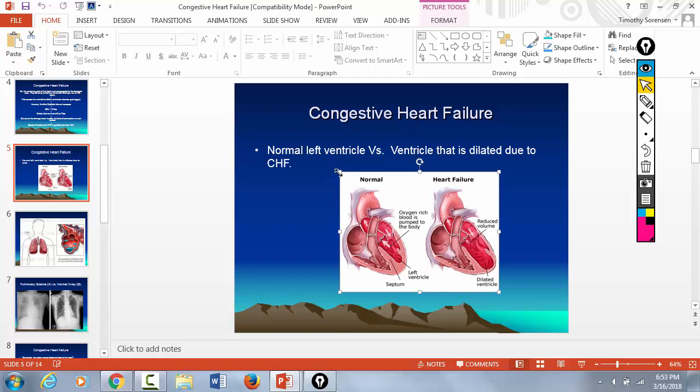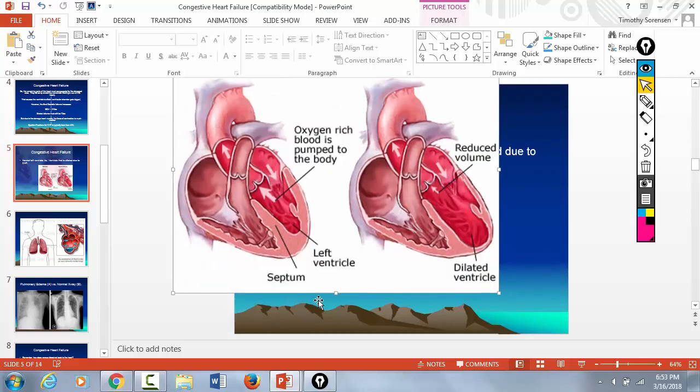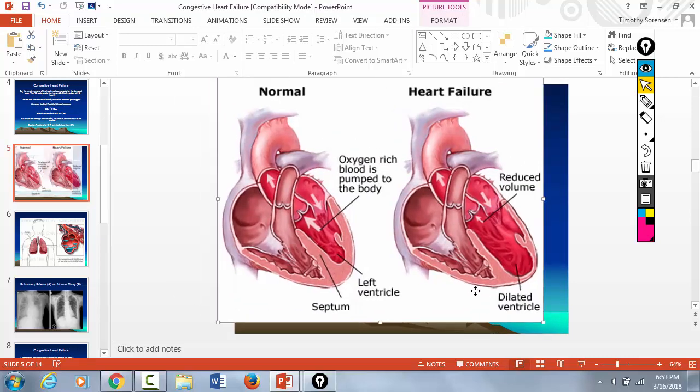What's the problem in someone with congestive heart failure? What part of the left side of the heart? Right. The left ventricle is overstretched and weakened. It's overstretched and weakened. Are you with me?